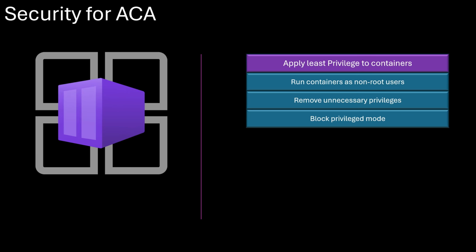If your container gets compromised, an attacker can inherit its privileges. You must minimize the risk by restricting what containers can do. What should you do in such cases? You run containers as non-root users whenever possible. You remove unnecessary privileges from container processes. And you block privileged mode to prevent attackers from escaping containers. Bottom line, you set up security policies that ensure containers operate with the lowest privileges possible.